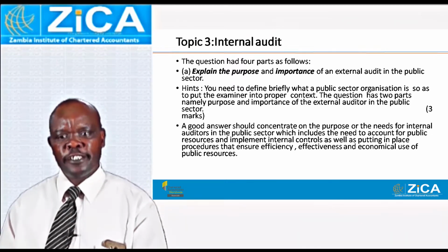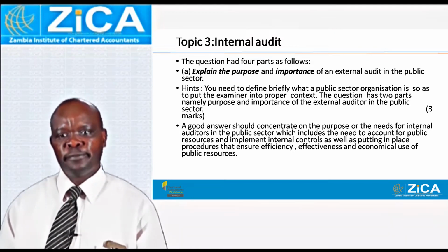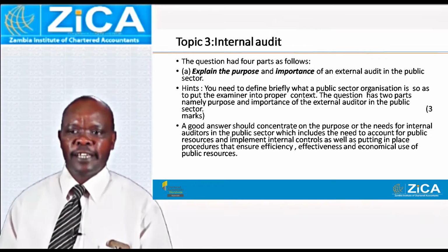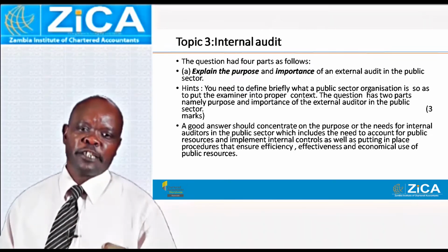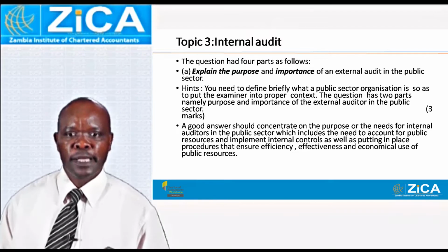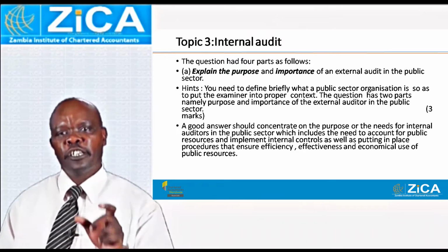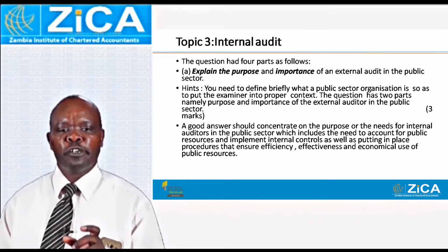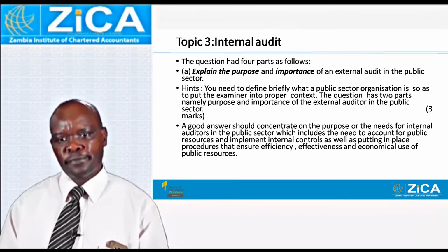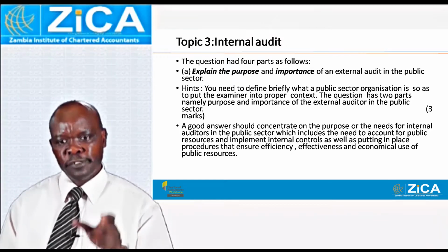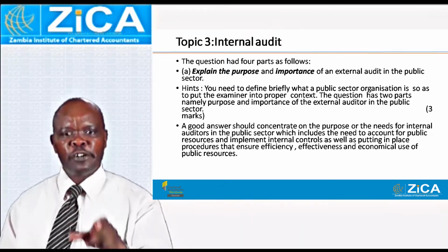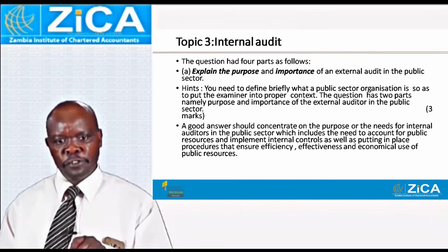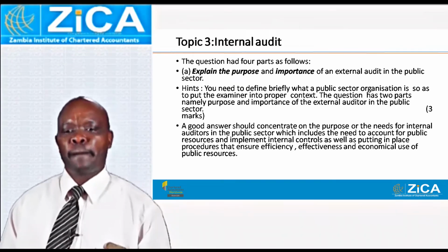Topic 3, internal audit, begins with the verbs. So you can even predict to some extent, though I'm not saying that you can actually predict what the question would be, but certainly you can predict how the question is going to begin. So if the learning outcome was explain the purpose, it simply means that explanation has been dealt with in this topic itself, and then the question itself has to begin with explaining.